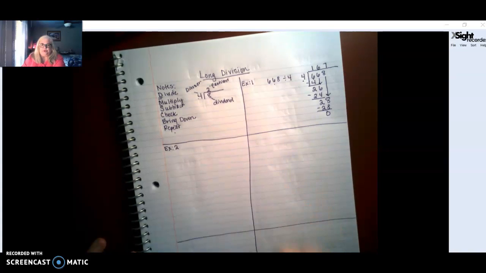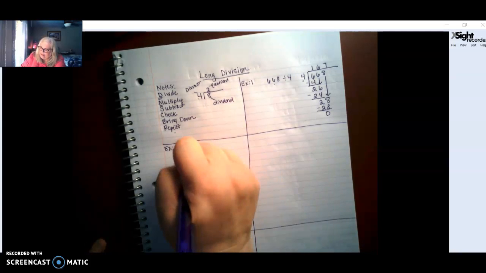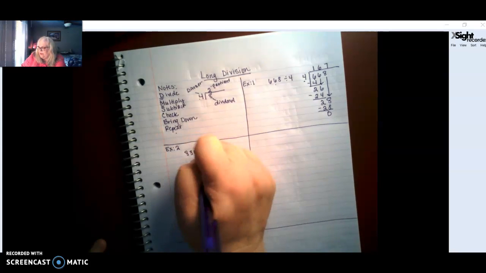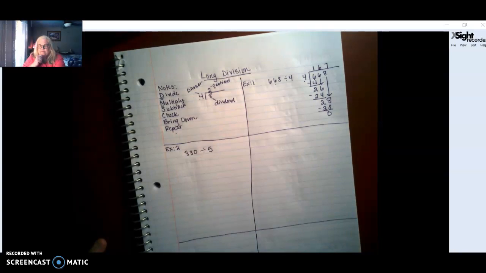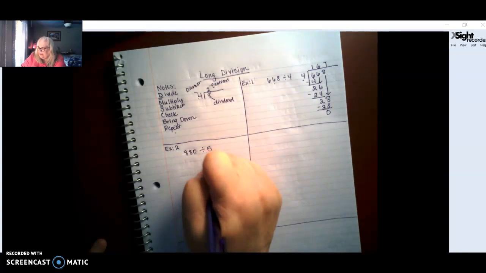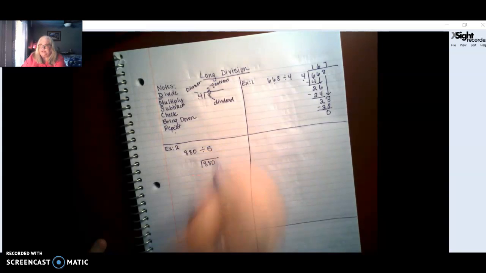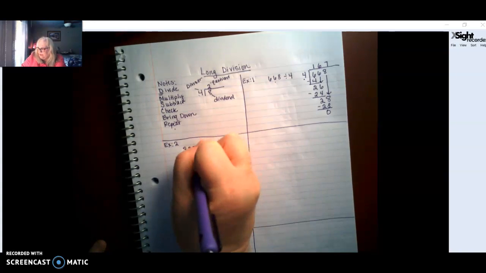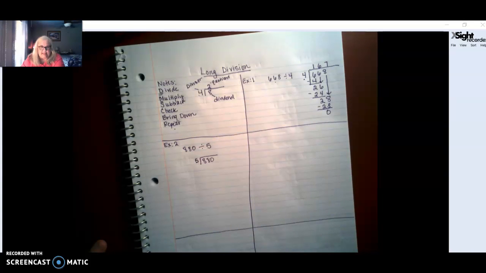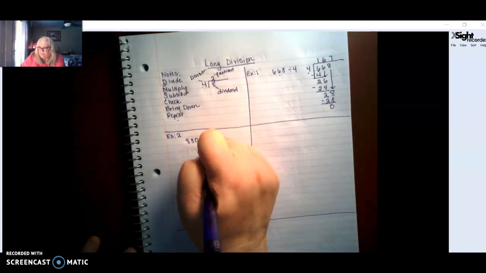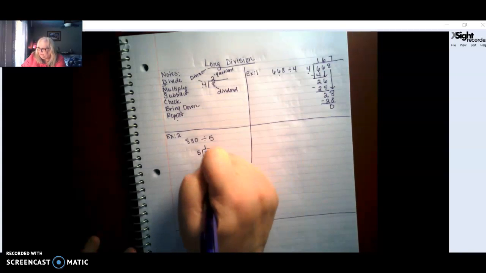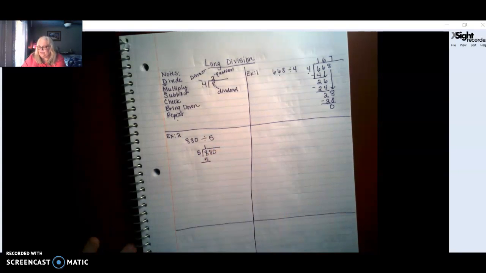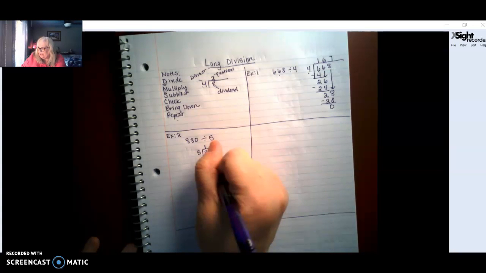Example number 2. 880, so 880 divided by 5. I'm going to put the 880 in the house, not because it's the largest number, but because it's the number that is first. 880 slices of pizza divided by 5 people. How many slices of pizza would each person get? 5 goes into 8 one time without going over. Multiply. 1 times 5 is 5. 8 minus 5 is 3. Check and bring down.